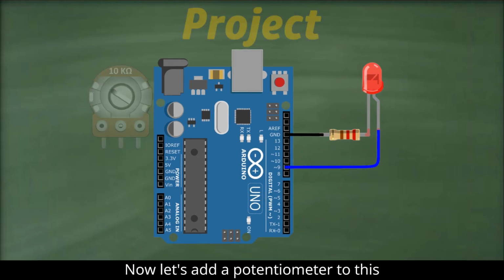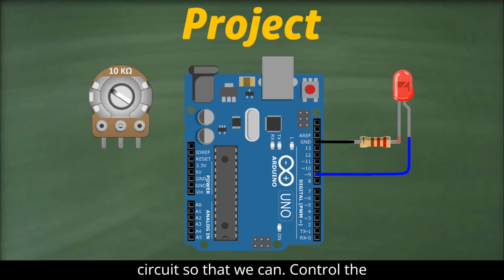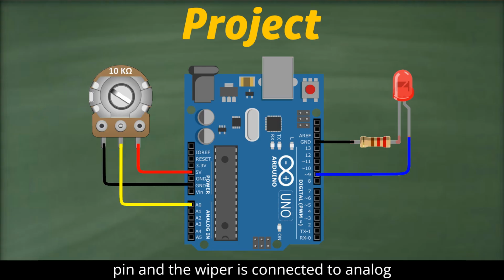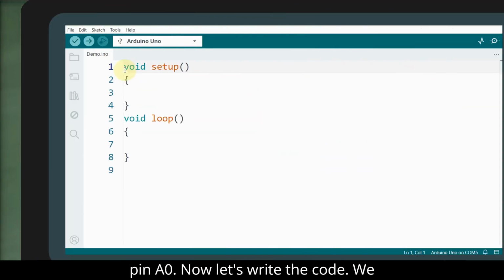Now let's add a potentiometer to this circuit so that we can control the brightness using it. We will connect one outer terminal of the potentiometer to the 5 volts pin of the Arduino and the other outer terminal to the ground pin. And the wiper is connected to analog pin A0. Now let's write the code.